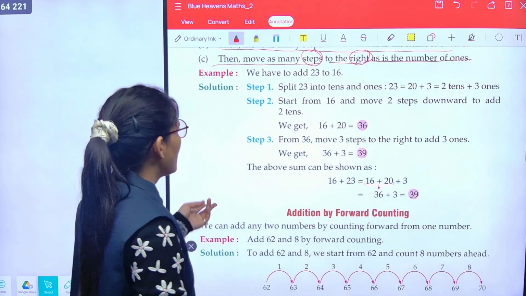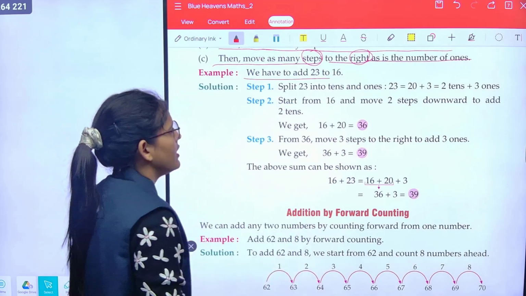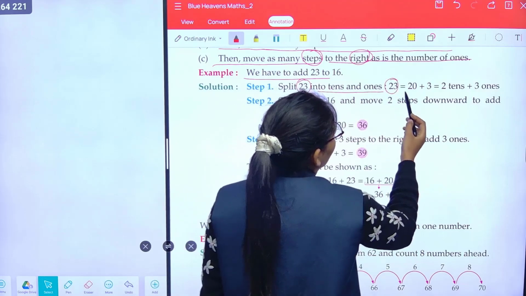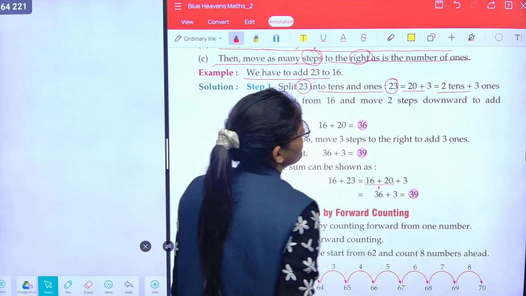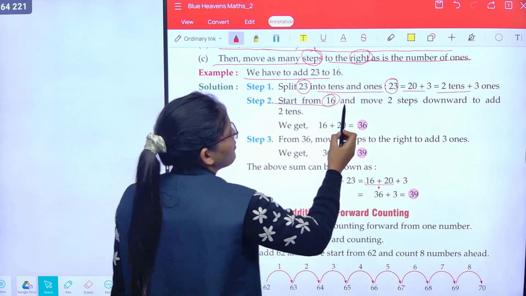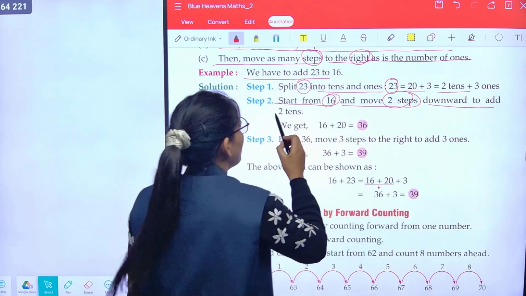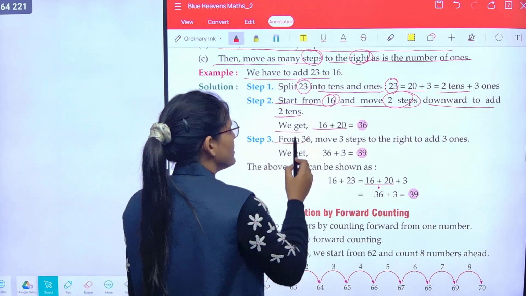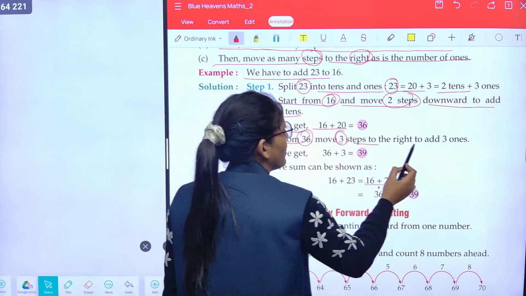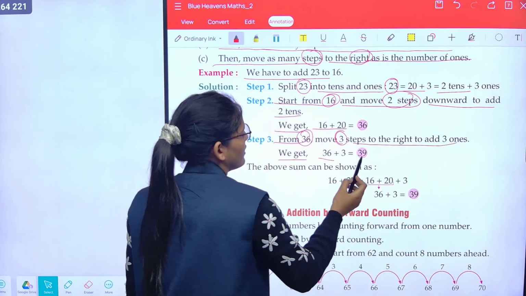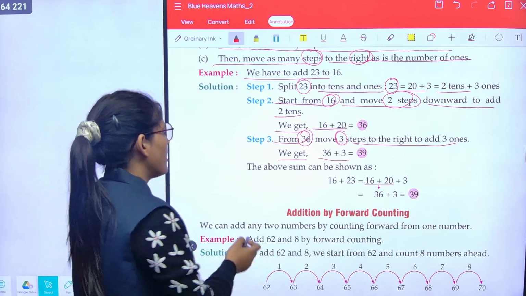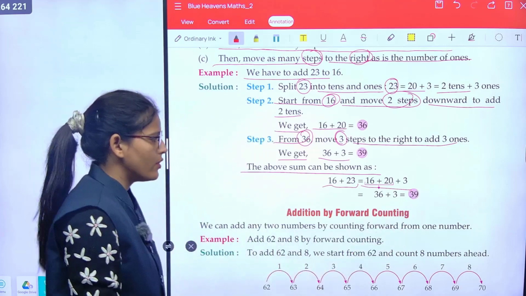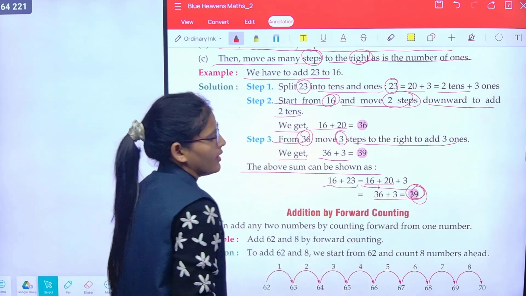We have to add 23 plus 16. Split 23 into tens and ones: 20 plus 3, which is 2 tens plus 3 ones. Start from 16 and move 2 steps downward to add 2 tens. We get 16 plus 20 is equal to 36. Now from 36, move 3 steps to the right to add 3 ones. We get 36 plus 3, 39. The above sum can be shown as 16 plus 23, 16 plus 20 plus 3, 36 plus 3, 39.